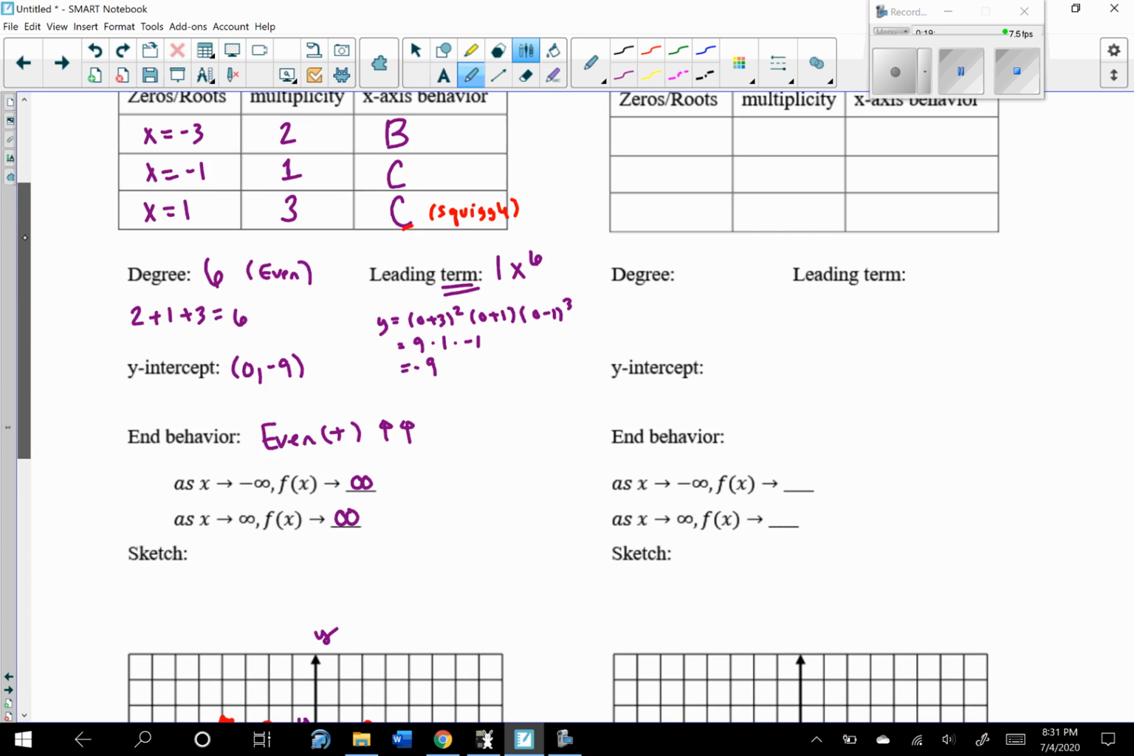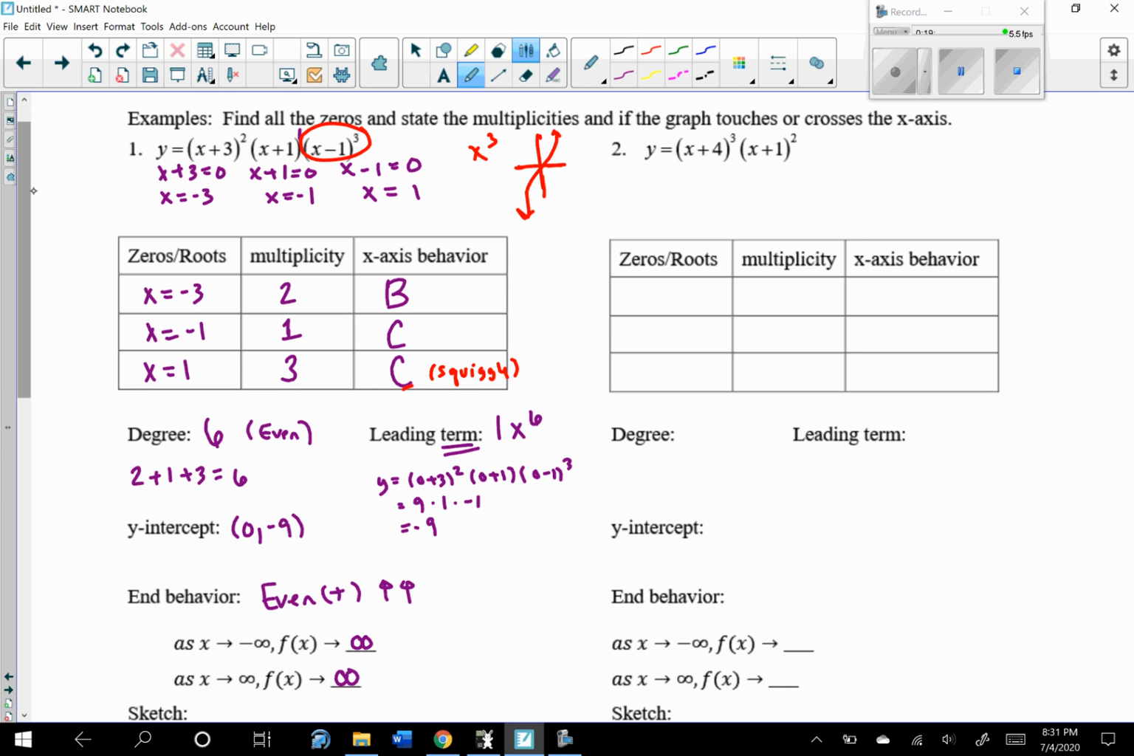So why don't you go ahead and do this next one on your own. Pause the video. When you're done, you can unpause to check your work.